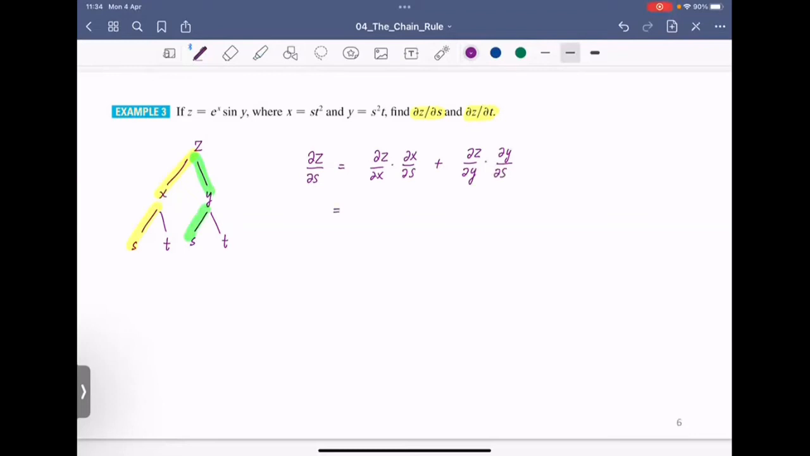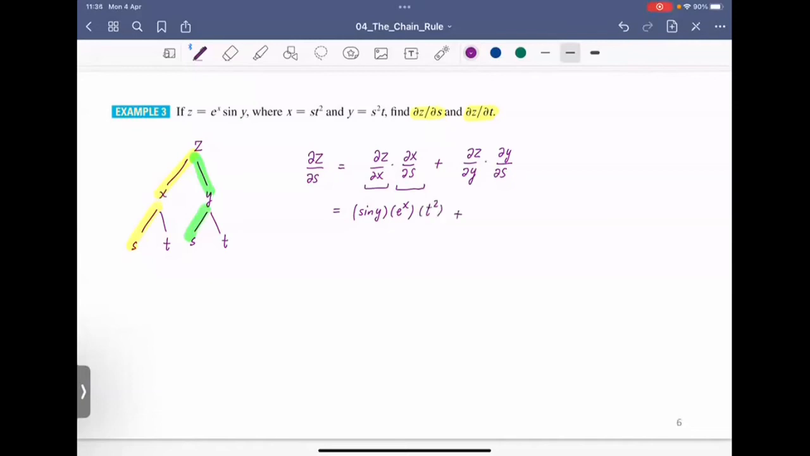And then ∂C/∂X, the first one here. All right, so we need to differentiate C with respect to X. So Y is going to be constant, so sine Y goes out. And then differentiate e to the x, you get e to the x. Okay, gives me the same thing. So the second one, ∂X/∂S. What is ∂X/∂S now? Differentiate x with respect to s, you get t squared. Okay, t squared is constant.